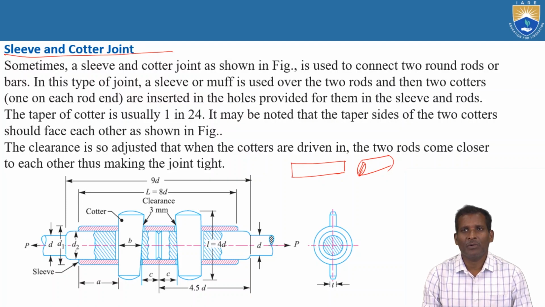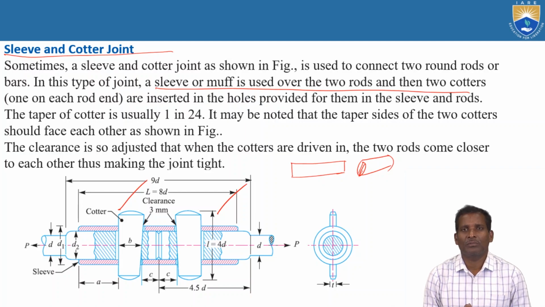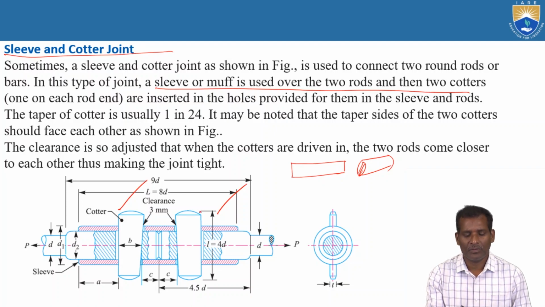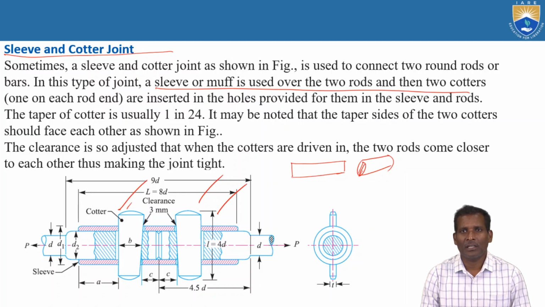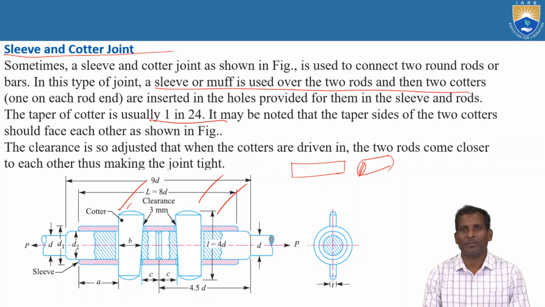In this type of joint, a sleeve or muff is used over the two rods, and then two cotters are used. Already we have discussed sleeve type of coupling or muff in couplings. It is nothing but a cover over the two rods. One cotter on each rod end is inserted in the holes provided for them. A rectangular hole is provided to accommodate the cotters. The taper of the cotter is usually 1 in 24. The taper sides of the two cotters are one face of the cotter.